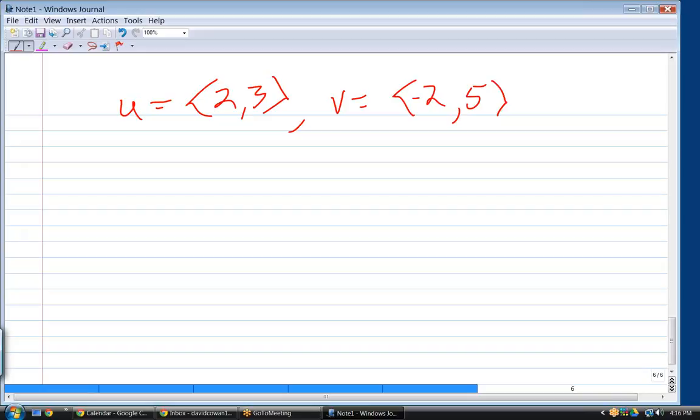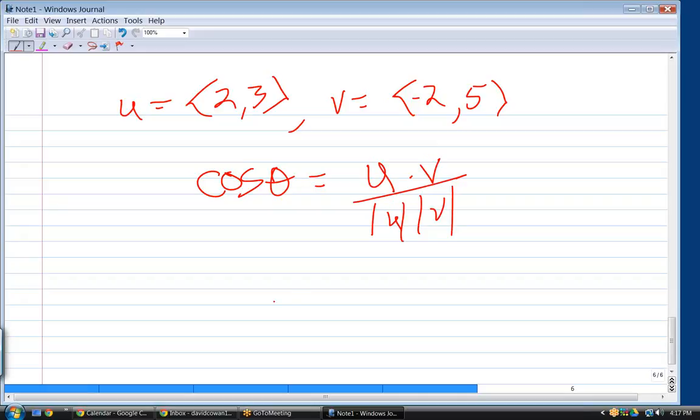There's two ways to do it. You could find the direction angle between the x-axis and u, same thing between the x-axis and v, subtract those two angles and you have the angle between them. Do it by the harder method. What's the formula? Cosine of theta equals u dot v over magnitude u magnitude v. Okay, let's fill in those.